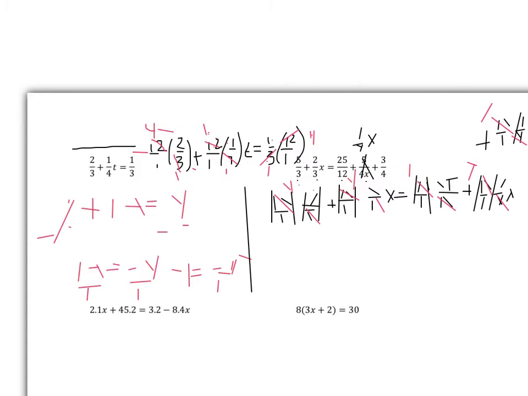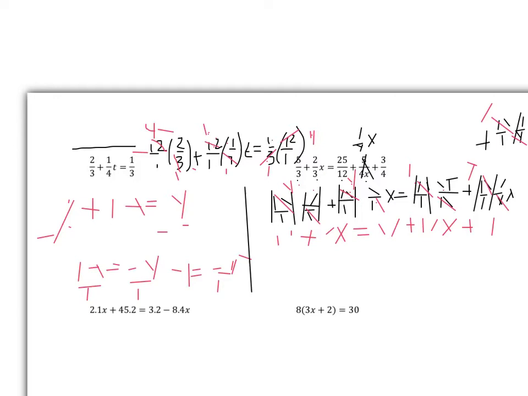So we have 4 times 5, that's 20, plus this 3 went into the 12 4 times. So 4 times 2x is 8x equals, the 12 cancels the 12, so 1 times 25 is in fact 25, plus 4 goes into that 12, 3 times 5x is 15x, and then finally 3 times 3 is 9. So now this is the problem we're left with, no fractions.